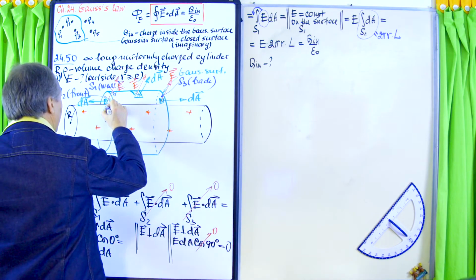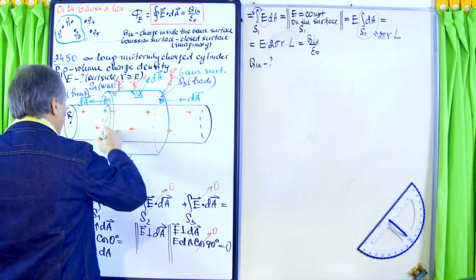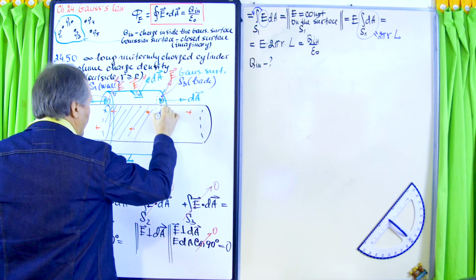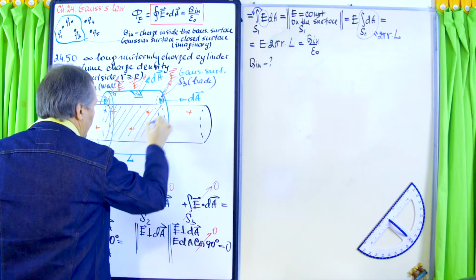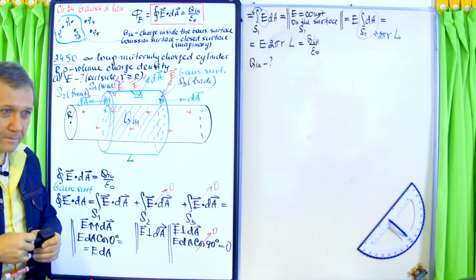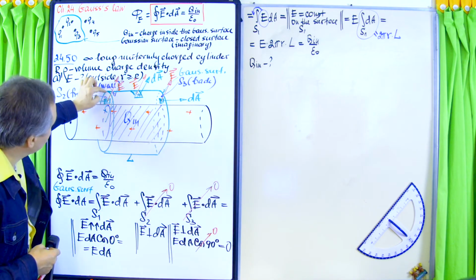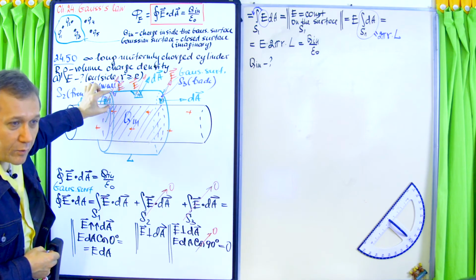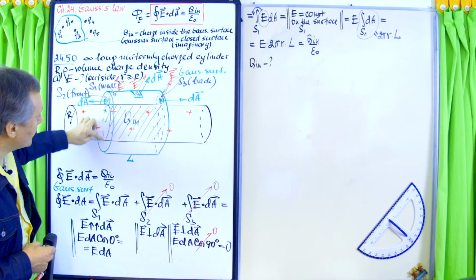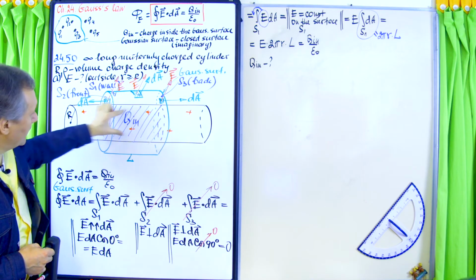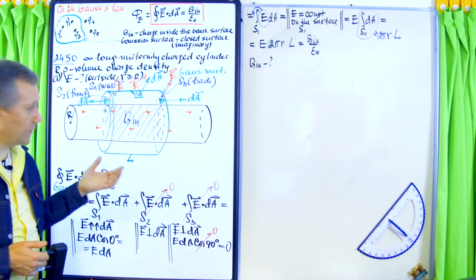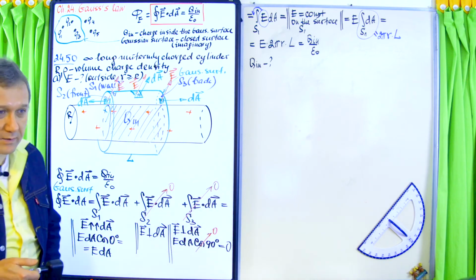That enclosed charge is only here. Let me also draw it here. So this is Q enclosed. There is no charge between this Gaussian surface and the surface of our physical cylinder. Here there are no charges. Charges are only there. Just imagine it, it's not rocket science. So only this charge here we must count.